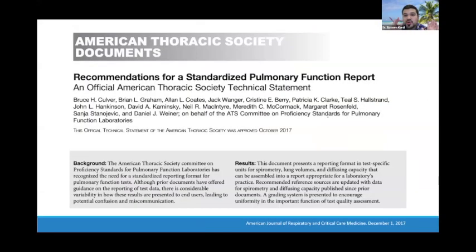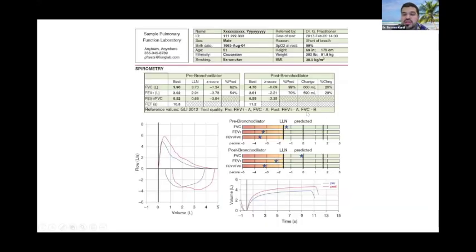Okay, so now we're getting to the meat. For whoever wants to know more, these are the American Thoracic Society recommendations for a standardized pulmonary function report. This is not per se the interpretation, but this is how a PFT report should look. Easily look it up, please. So we'll go through that. We'll go through every part of this report so we understand what it means.